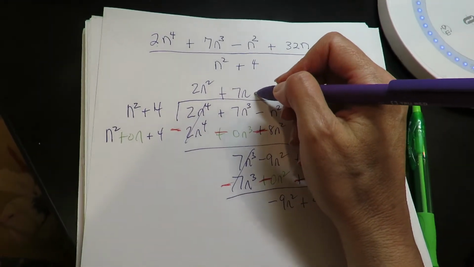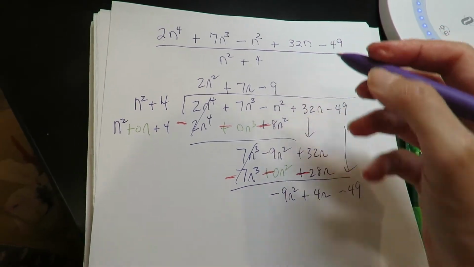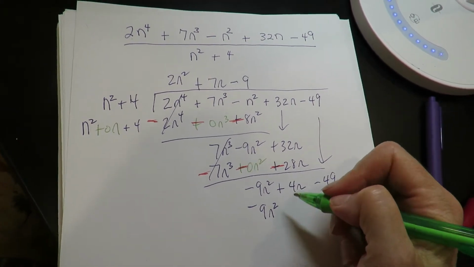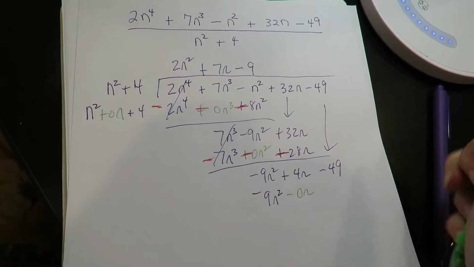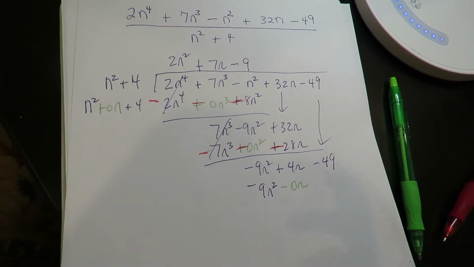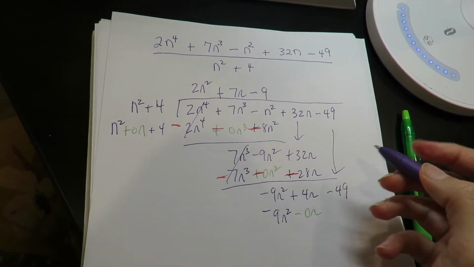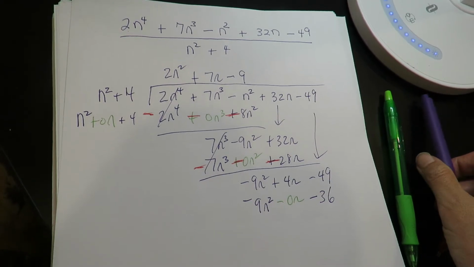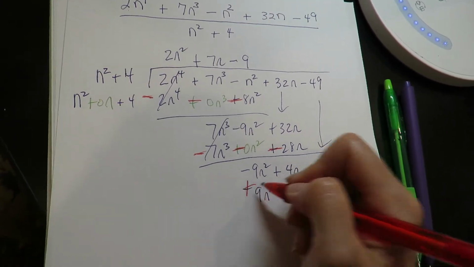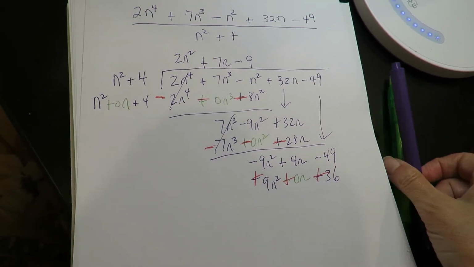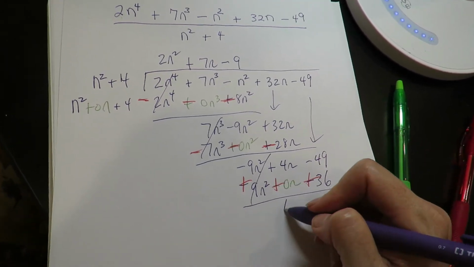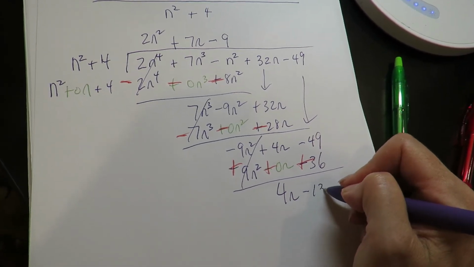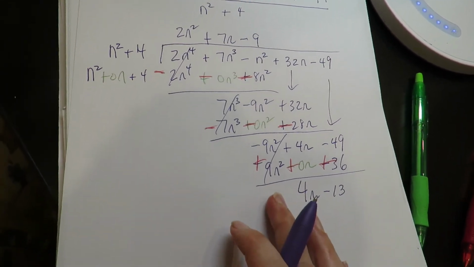Okay, let's do it again. We're going to get a negative 9 here. Okay, plus 0n. It doesn't really matter whether you say 0 or negative 0, 0 is not plus or minus. It doesn't matter what sign you put there. Okay, minus 36. I got to opposite the signs. Okay, that goes 4n. Negative 13. Alright, great. We got a remainder on this one.